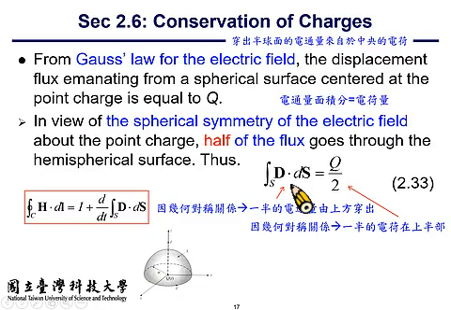Okay, so as you can see here, due to the symmetry in the problem geometry, half of the electrical flux flows out of the top hemisphere, and half of the electrical flux flows through the bottom hemisphere. And this can be related to the distribution of the charge. Half of the charge is located on the top hemisphere, and the other half is located within the bottom hemisphere.